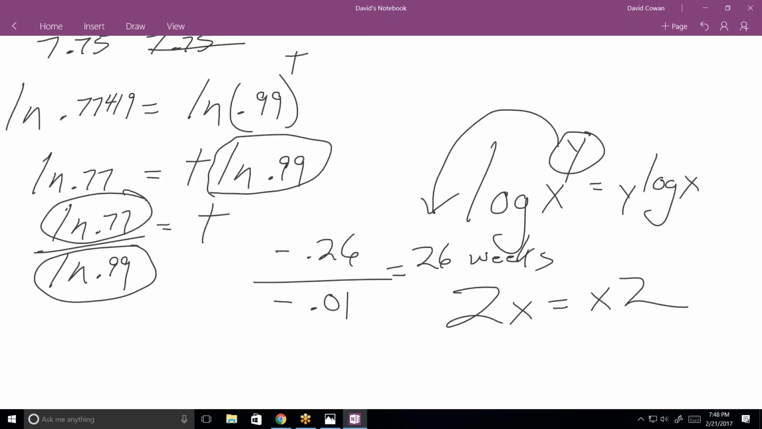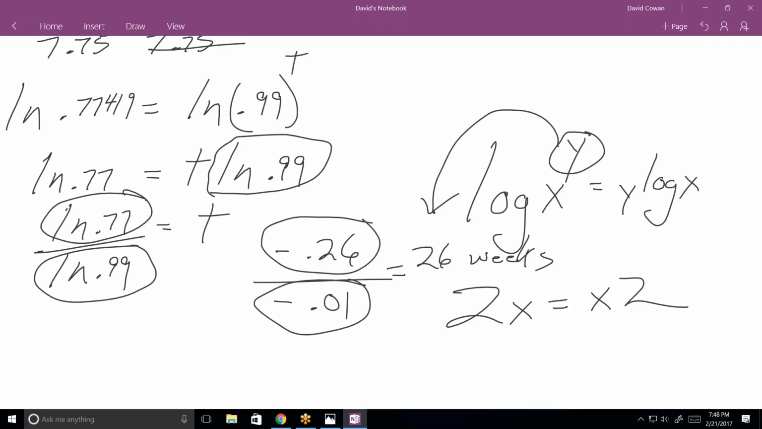So that can't be the right answer. And that's what leads me to believe that you might have one of these answers off by a power of 10. Let me get my calculator. In other words, 260 weeks would make a lot more sense. I don't know that that's the answer, but let me figure it out here.